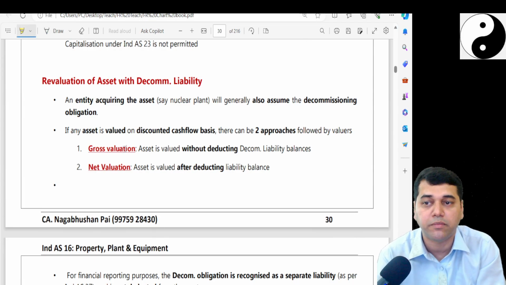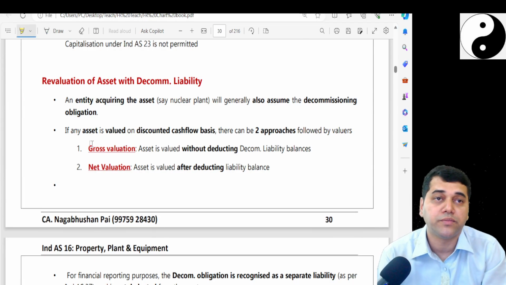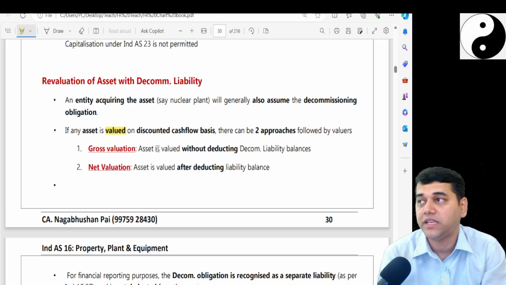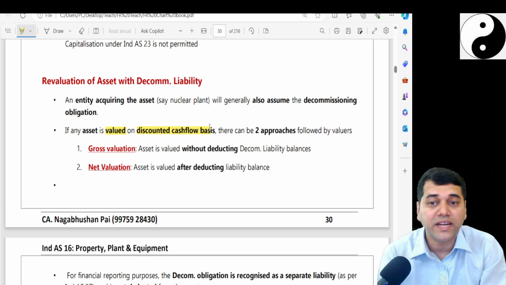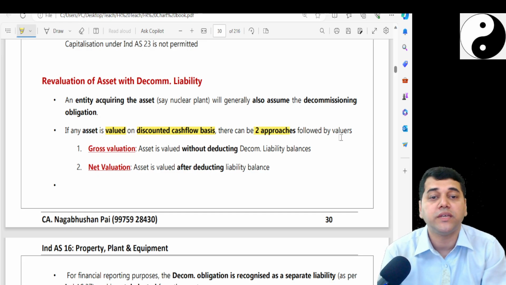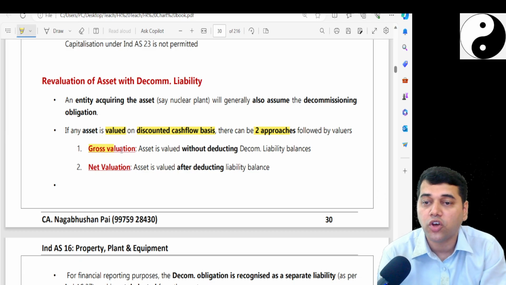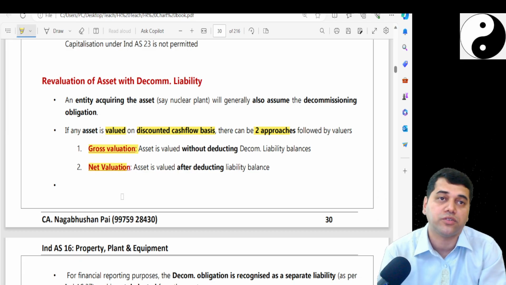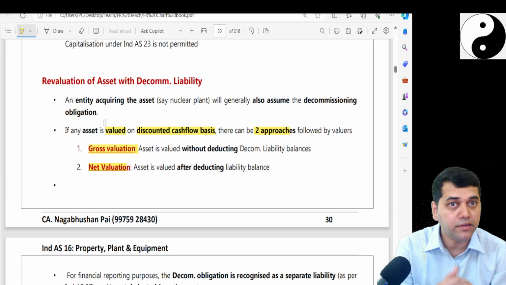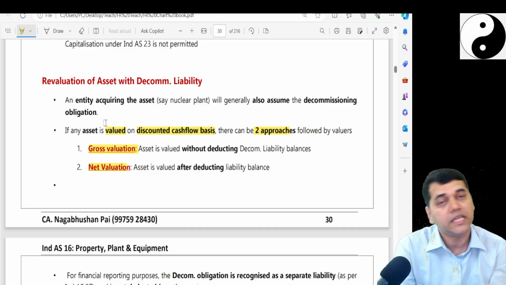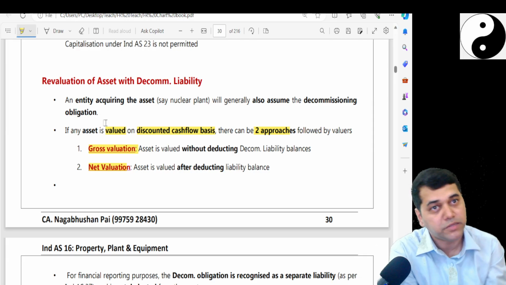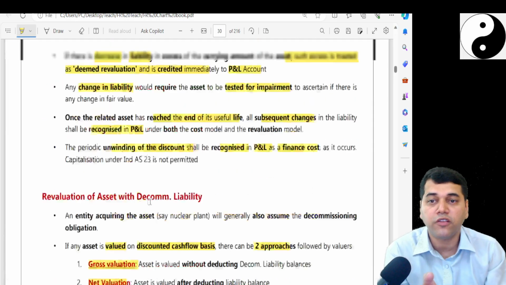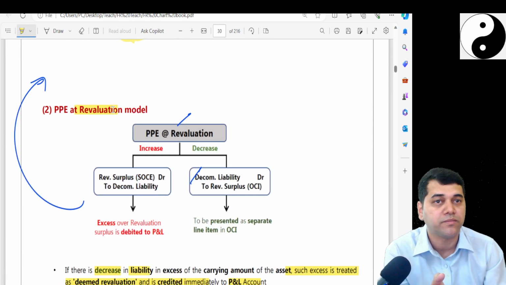assume decommissioning liability. Now, one more problem comes. If any asset is revalued on discounted cash flow basis, there can be two approaches followed by the valuers. One, gross valuation, another is called a net valuation. When the revaluation is going to happen, they will revalue both your decommissioning liability also, because you are following which method now? The revaluation method.